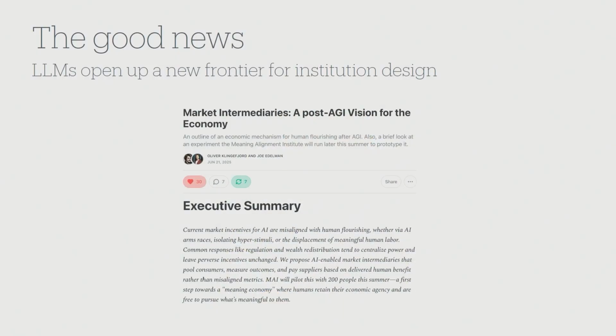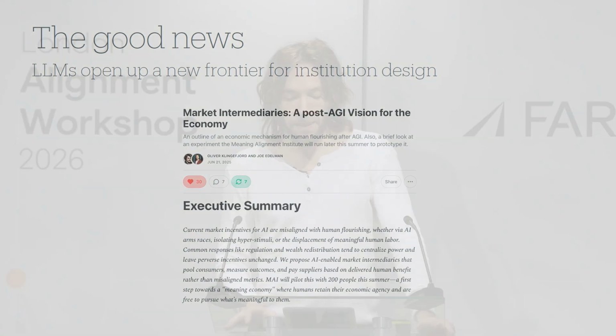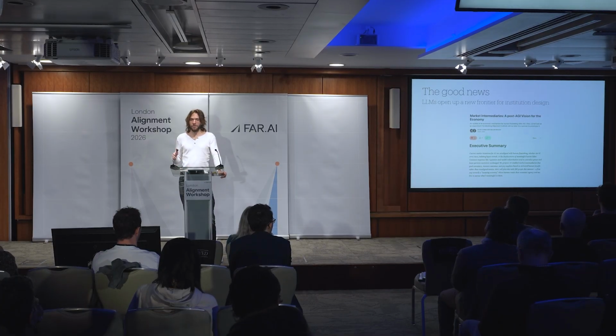My colleagues, Joe and Oliver, wrote a specific proposal for one way we might do this, which they call market intermediaries. The basic idea is something like this. Right now, if you buy a product or service, the contract is based on deliverables, so whether you got the thing that you paid for, and not on outcomes, which is, did the thing actually benefit you? For example, if you ask the question, did this therapy app I use actually improve my mental health? There's no market mechanism right now that asks that question. The reason for this is that doing this in an automated way at scale historically has been prohibitively expensive. But the cool thing is it's possible that language models might actually change this.